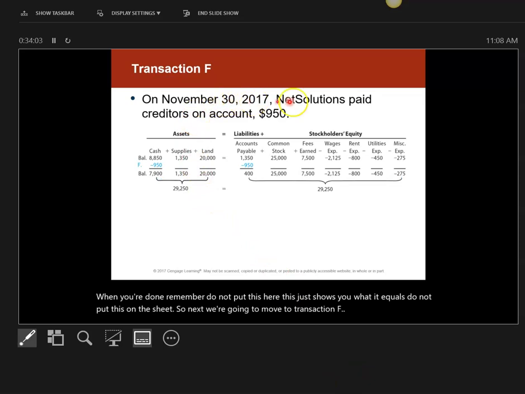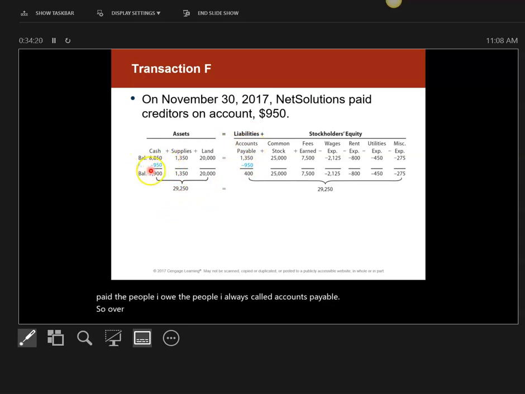On November 30th, I paid creditors on account $950. What this means is I took $950 cash and paid the people I owe. The people I owe is called accounts payable. So over here, here's my transaction F. I subtract the $950 I spent. Now I have $7,900. And over here, I paid $950. Now I owe them $400.